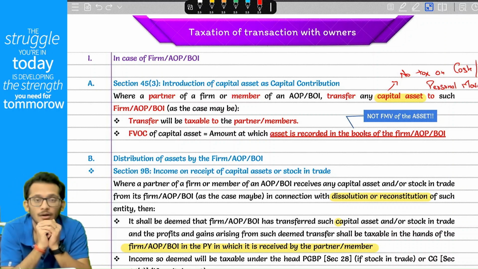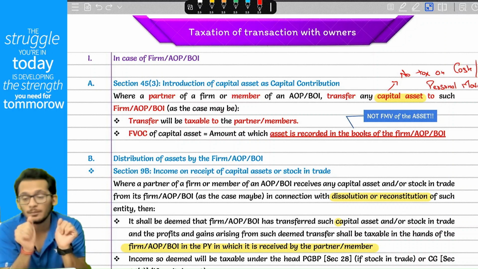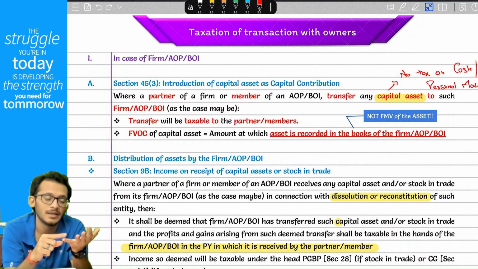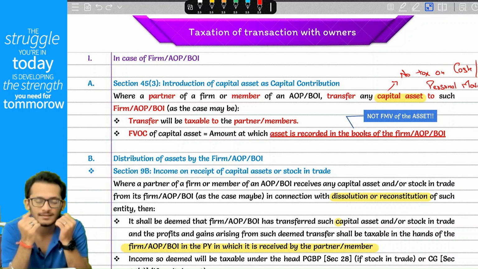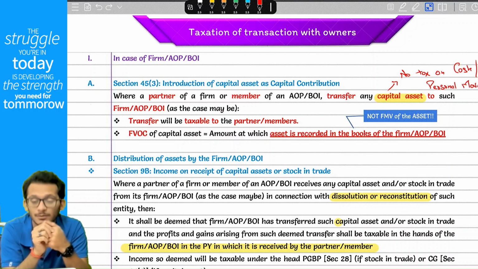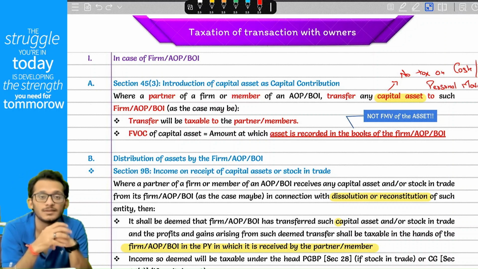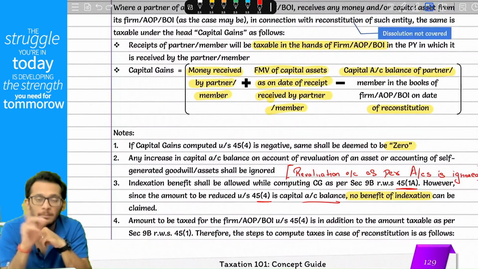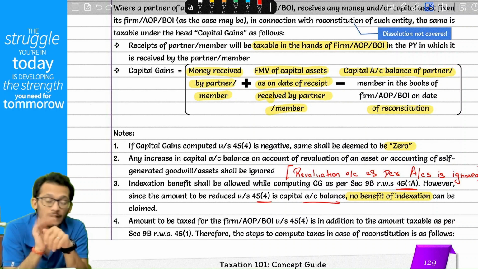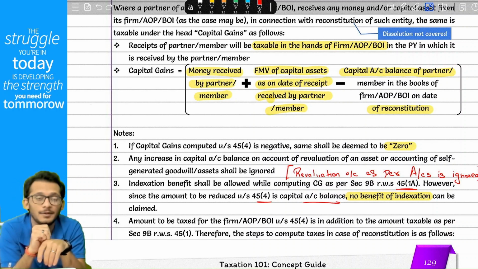On reorganization, which means a reorganization which is supposed to happen in the firm on account of admission, retirement, or change in PSR, income tax comes and says that whatever is the money which I give to the shareholder, along with the assets which I give to the shareholder, minus the capital balance which is showing in the shareholder's account, will be treated as taxable capital gains in the hands of the partner.